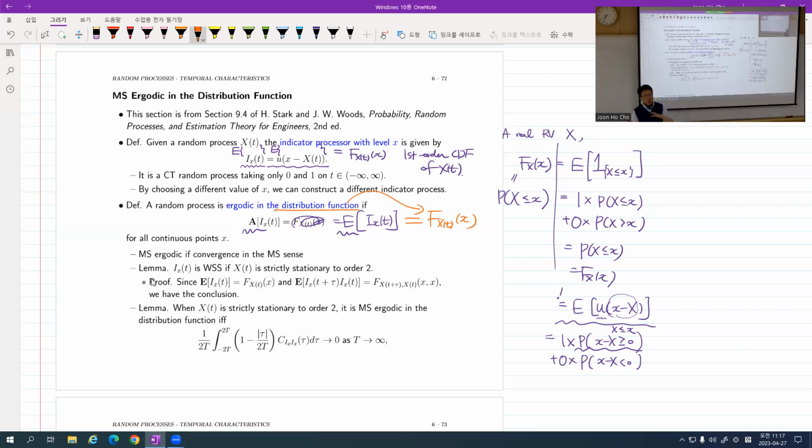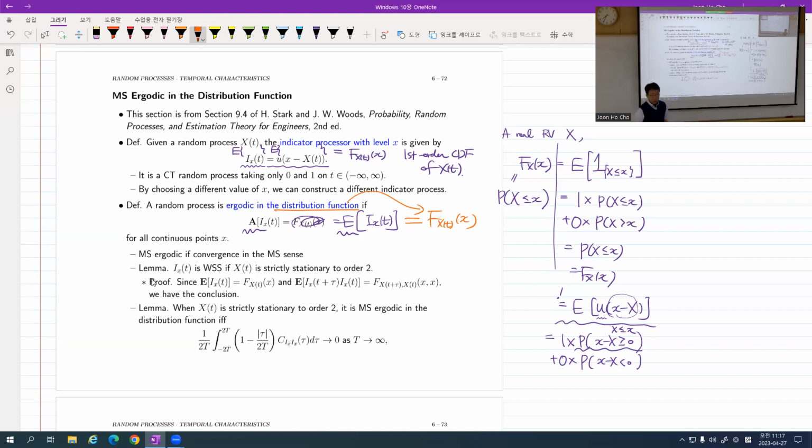However, if you convert the Poisson process, which is not a stationary process, into, for example, a discrete time random process, especially the inter-arrival process, then what happens? We have a stationary discrete time random process.